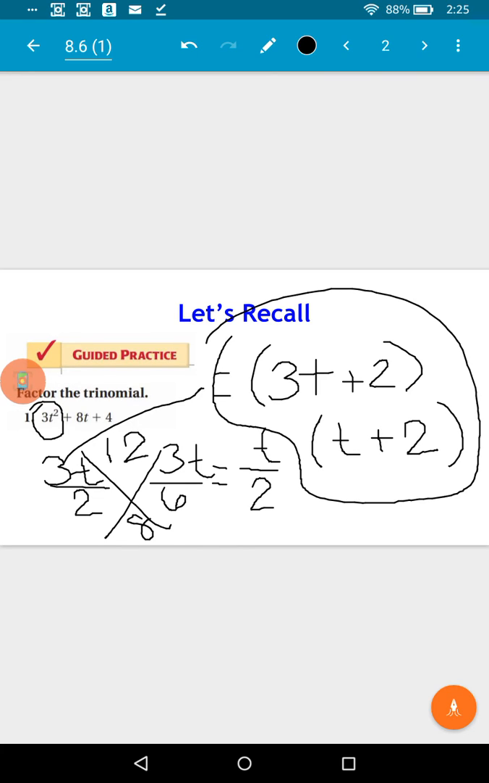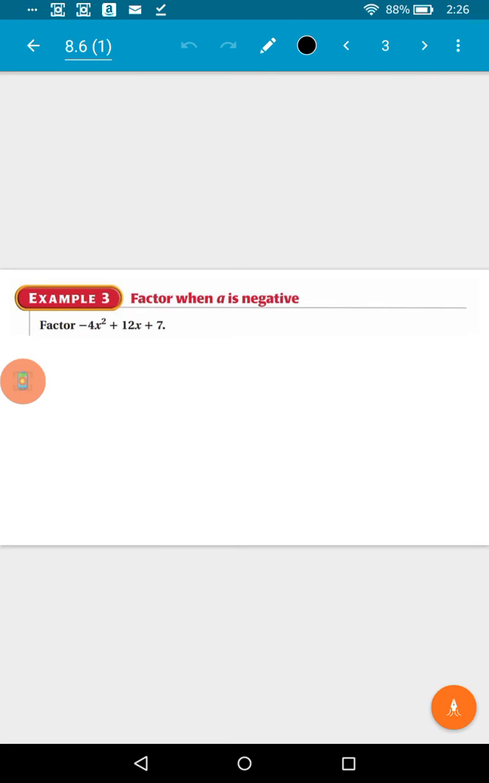Let's take a look at what we're going to be working with today. If you have any questions on this type of problem, please email me because we are moving forward. So here in example 3, if you notice what's different between this example and the one we did before, it's that I have that negative in front of 4.